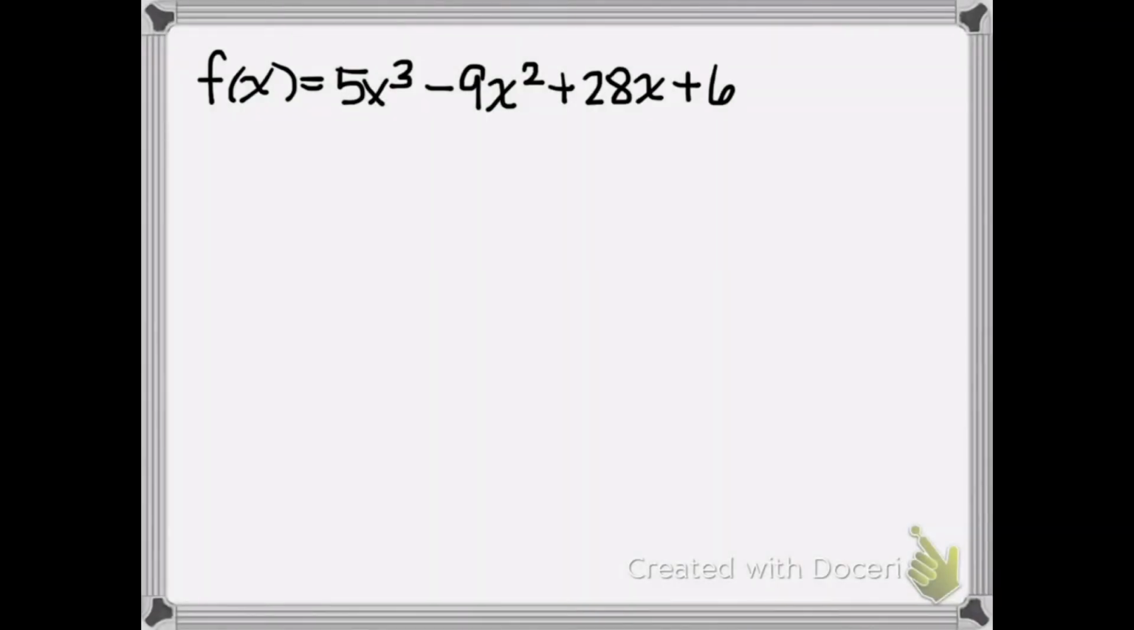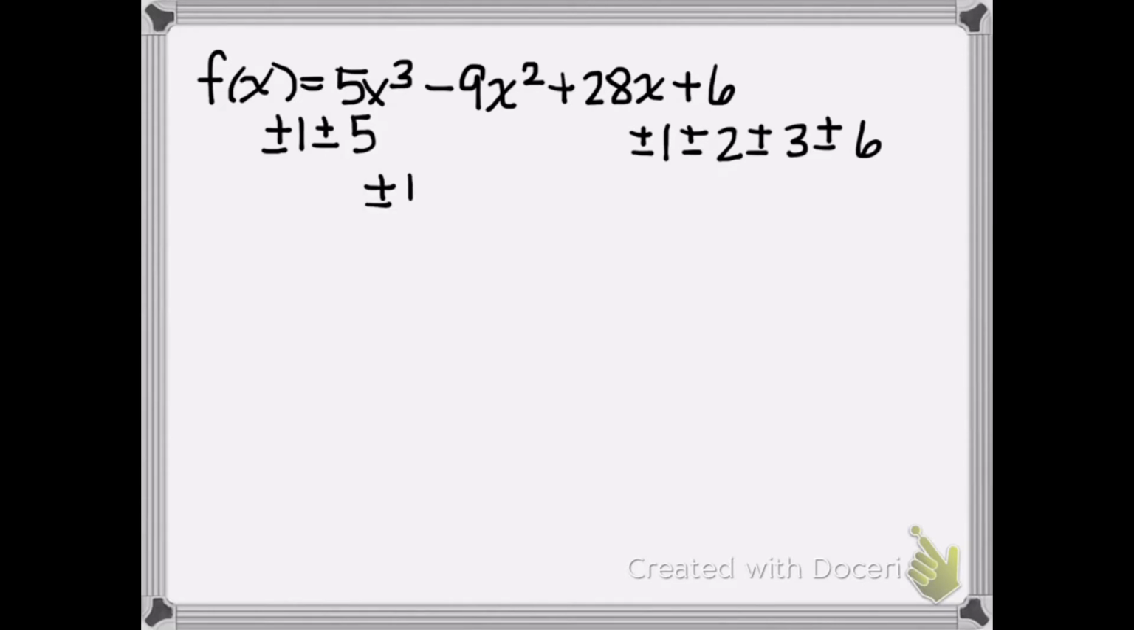Here's a polynomial function that we would like to solve, or find the roots. And we're going to use the rational zero test. So I'm looking at the factors of the leading coefficient, the factors of the constant, and then looking at all of the variations of the factors on the right over the factors on the left.